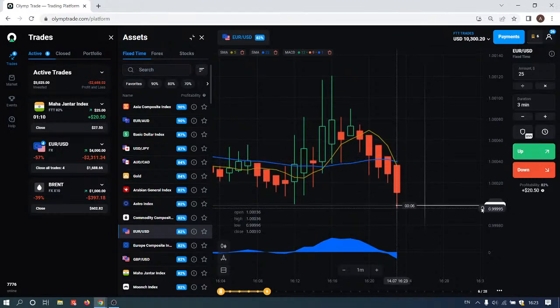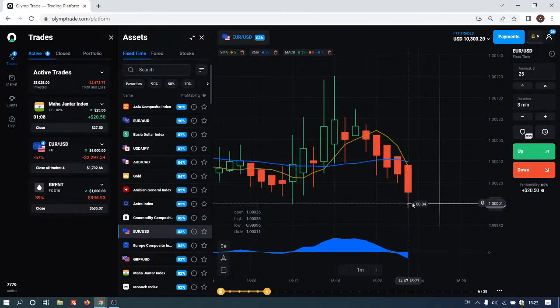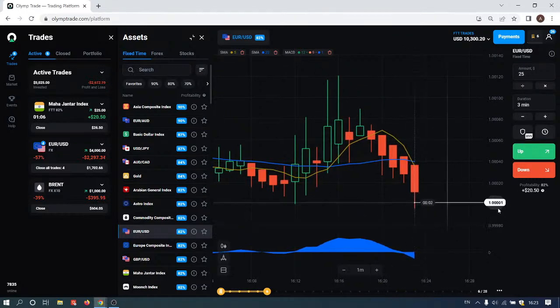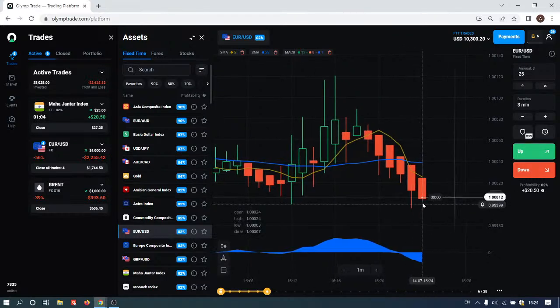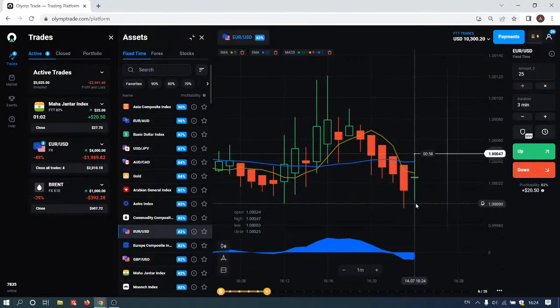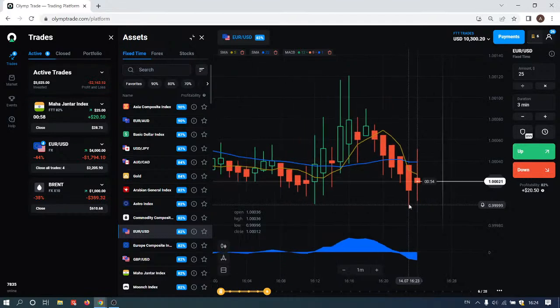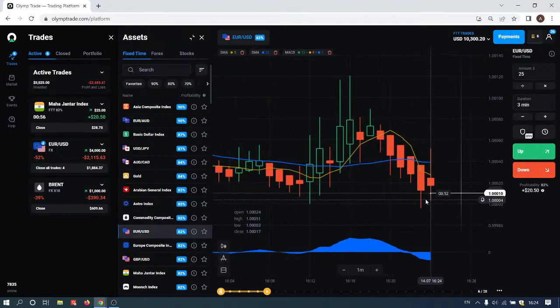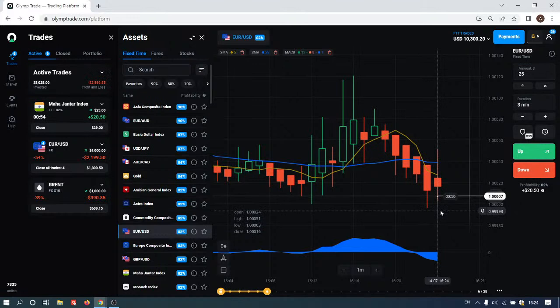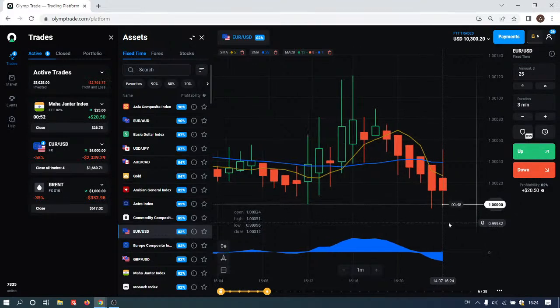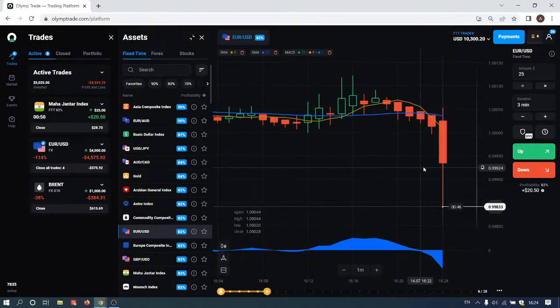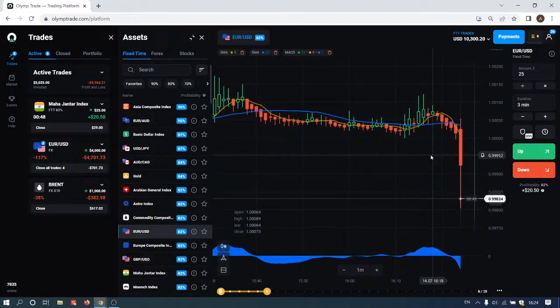Wow, look at this! Wow, we are under the one. Did you just see that? It's under the 1 level. Once again, that's like the second time in 2 days. Wow, this is huge, guys. Yes, we have a breakdown.